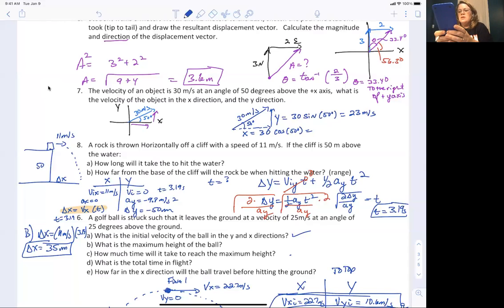And then 30 times cosine of 50 degrees gives me 19.28. I'll just call that 19 meters per second. And there are my velocities in the X and Y direction.